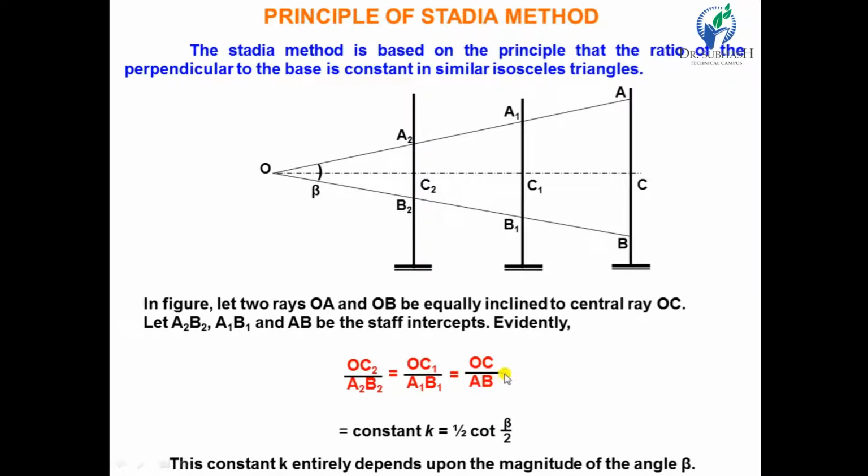That proportion value is equal to the constant. This value is given from the angular measurement, and we are applying the sine rule. As per the sine rule, we can get one half cot beta by 2, because that is the beta by 2. That is the right angle triangle formula. This constant depends entirely upon the magnitude of angle beta. If the magnitude of angle beta is increased, then our reading is also increased.